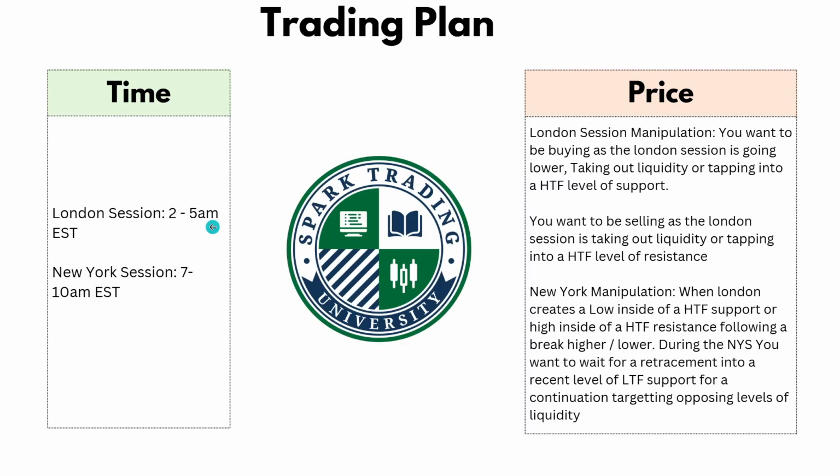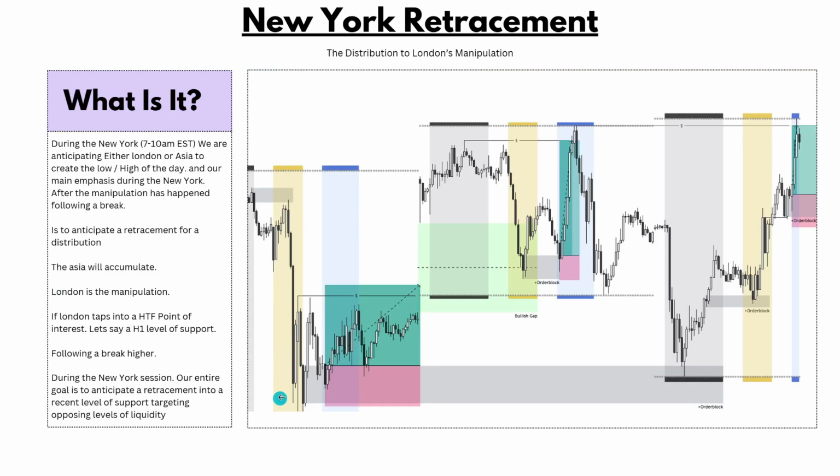London between 2 to 5 a.m., New York between 7 to 10 a.m. Eastern Standard Time. During the London session, we want to be looking for the manipulation, where we want to be buying as the London session is going lower, taking out liquidity or tapping into a higher time frame level of support, or you want to be selling as the London session is going higher, taking out a level of liquidity or tapping into a higher time frame level of resistance. We want to be anticipating a retracement during the New York session back into that same level for a reversal back higher, tapping into a higher time frame level of support. Then we get this break higher.